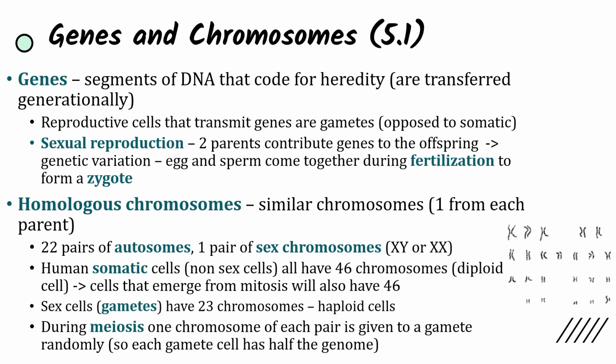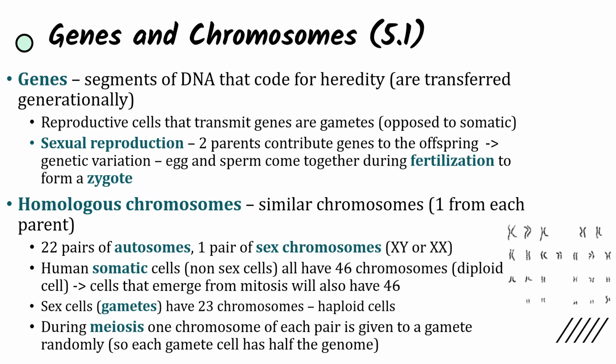Alright, first up, genes and chromosomes. And this is our precursor to discussing meiosis. So a gene is a segment of DNA that codes for heredity, meaning this is going to be a gene for a trait that is transferred from a parental to a filial generation. It's transferred generationally.